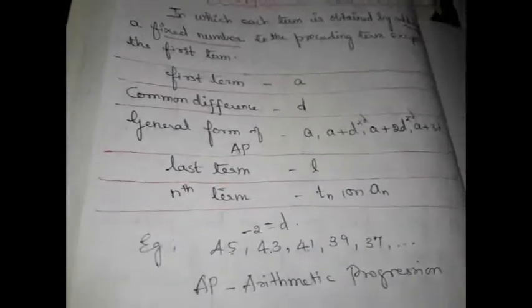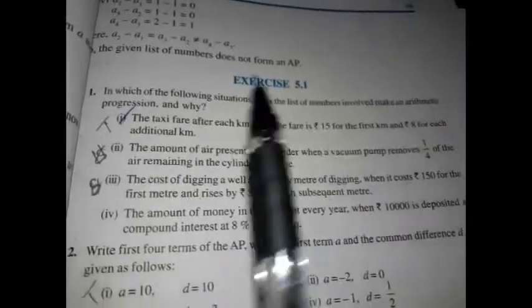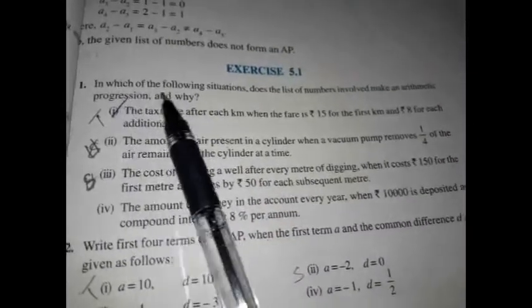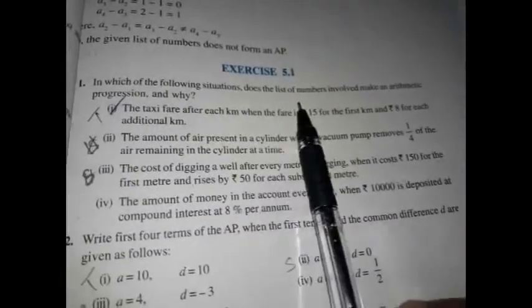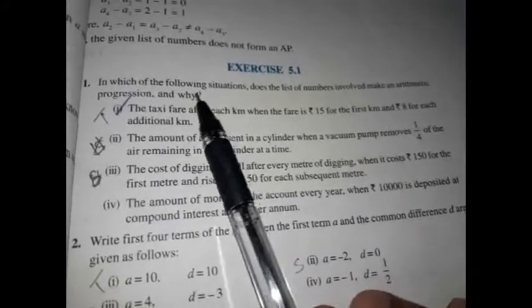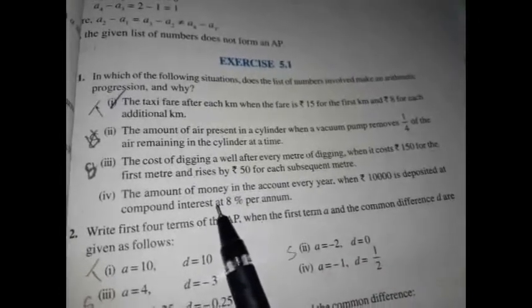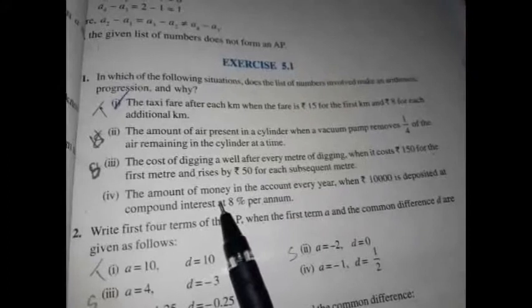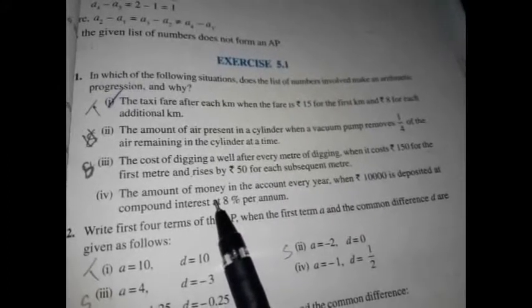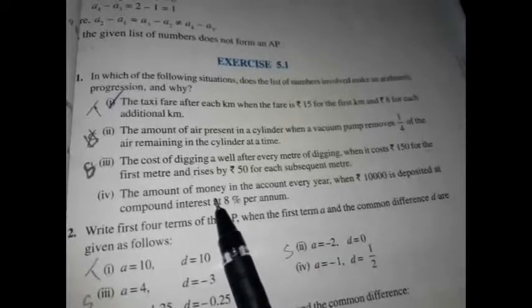Hope you understood now what is meant by AP, right? Let us solve exercise 5.1 directly. The first question is: in which of the following situations does the list of numbers involved make an arithmetic progression, and why? They have given you a few situations and asked you to check which of them is actually an arithmetic progression. We will call a series an AP when it follows a common difference.